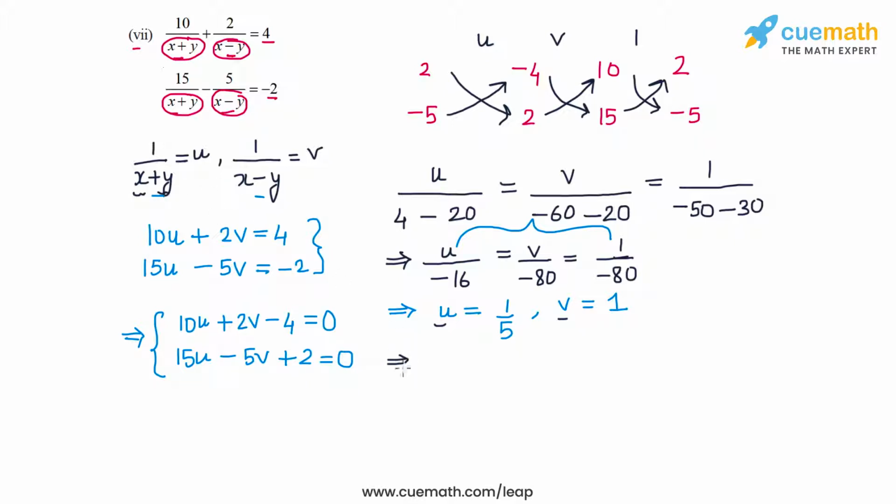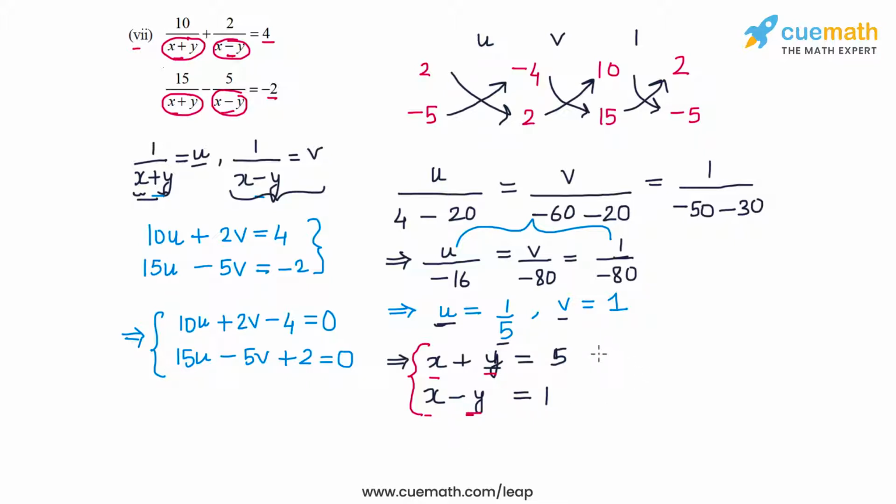So from here we can say that u is 1 by x plus y, or x plus y is 1 by u, so that's 5 because u is 1 by 5. And x minus y is, from this relation, 1 by v, and 1 by v is 1. So we are still not done, because now we have another pair of linear equations in x and y, and to solve this pair, we can simply add these two equations, because that will eliminate y.